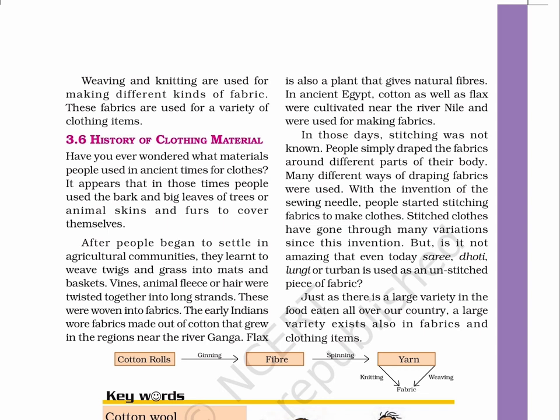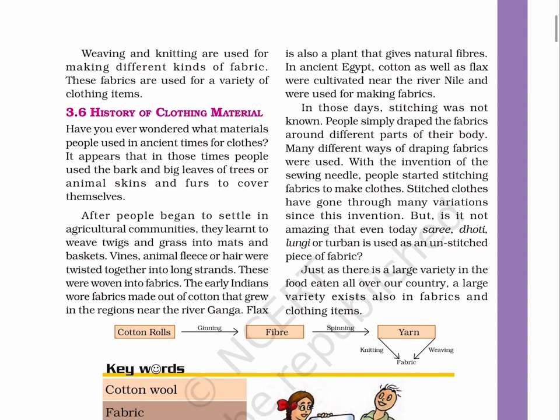3.6. History of clothing material. Have you ever wondered what materials people used in ancient times for clothes? It appears that in those times, people used the bark and big leaves of trees or animal skins and furs to cover themselves. After people began to settle in agricultural communities, they learned to weave twigs and grass into mats and baskets.